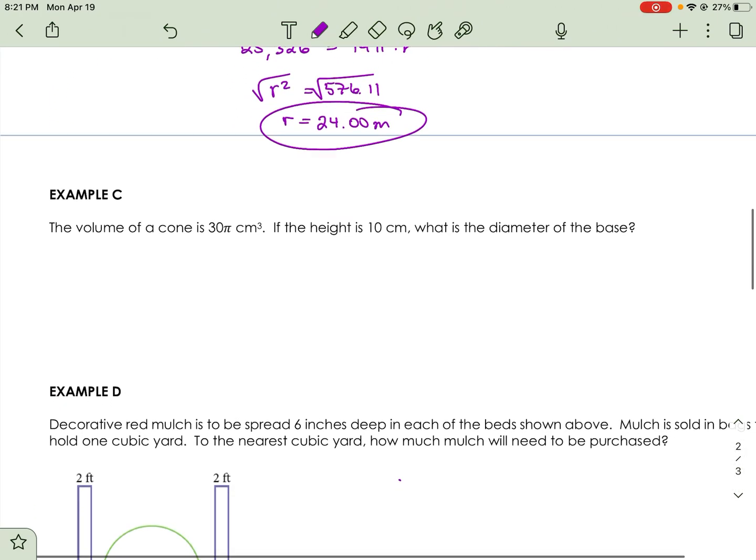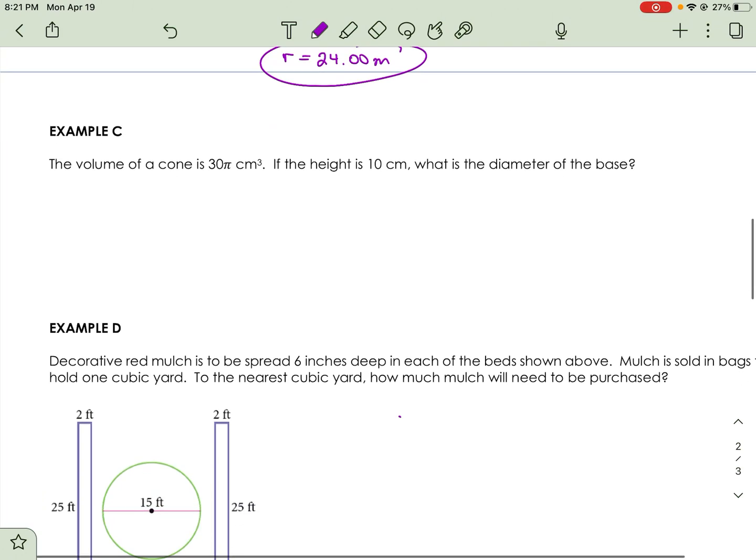The next example tells us that we have the volume of a cone, which is 30 pi cubic centimeters. It tells us the height is 10 centimeters, and we would like to find the diameter of the base. So we know the volume of a cone is equal to 1/3 times the area of the base times the height.